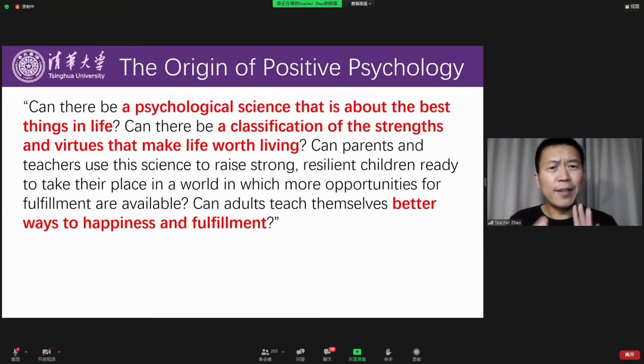So he asked, can there be a psychological science that is about the best things in life? Can there be a classification of the strengths and the virtues that make life worth living? See, he believed that what makes life worth living is the strengths and the virtues. If you use your strengths and virtues, you will feel your life is fulfilled. So he kept asking, can parents and teachers use this science to raise strong, resilient children ready to take their place in a world in which more opportunities for fulfillment are available? Can adults teach themselves better ways to happiness and fulfillment? So it's not just for kids, it's also for the adults.